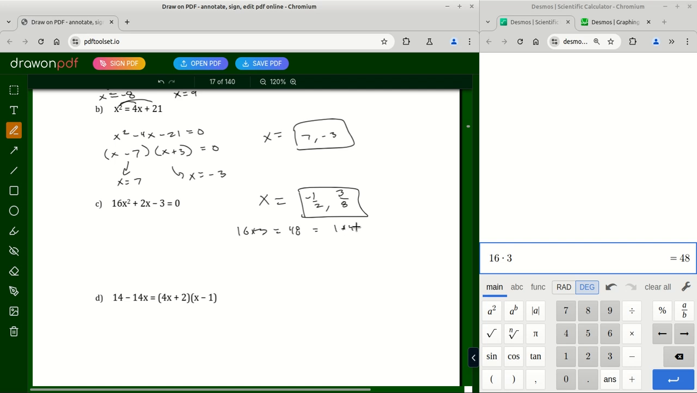So what are the factors of 48? I got 1 times 48. 2 times 24. Got 3 times 16, I think. Yep. 16. 4 times 12. There's no 5s. I think there's a 6 times 8. Yep. Okay, out of these guys, what makes a 2? And it's these guys right here. And so I can then rewrite this as a negative 6 and a positive 8.